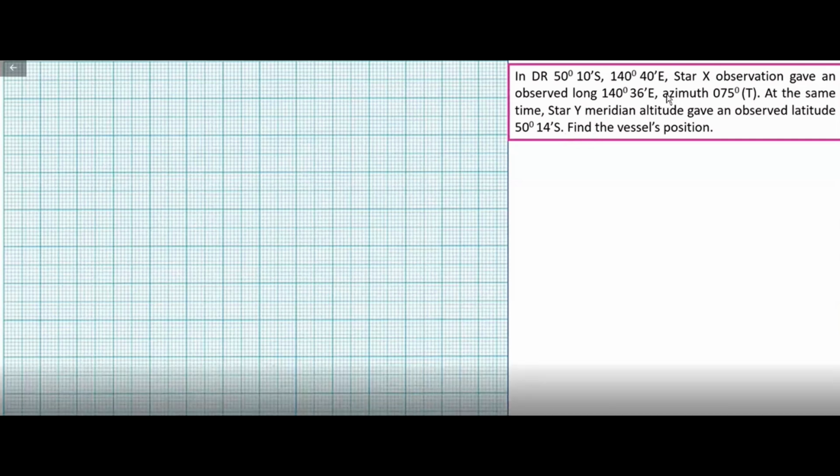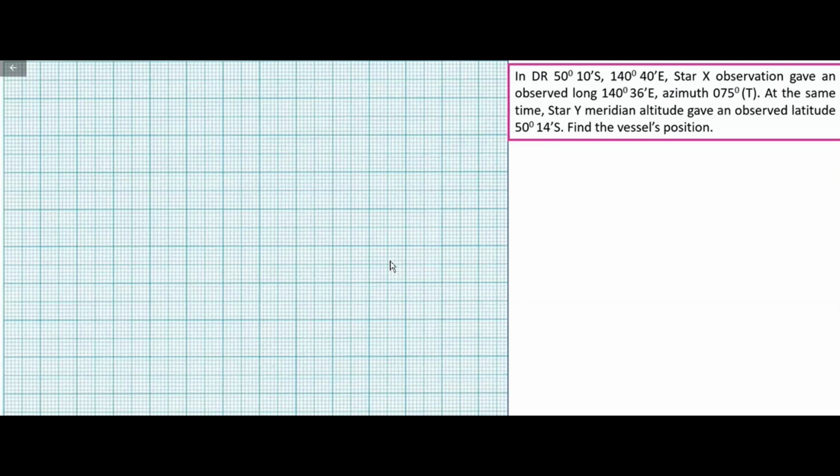So let us see now. We have to find the vessel's position, and we have the graph here. Let's see how this is plotted and done. DR position 50-10 south, 140 degrees 40 minutes east. Star X observation gave an observed long 140 degrees 36 minutes east. Azimuth 075 degrees true. At the same time, star Y meridian altitude gave an observed latitude 50 degrees 14 minutes south. Find the vessel's position.